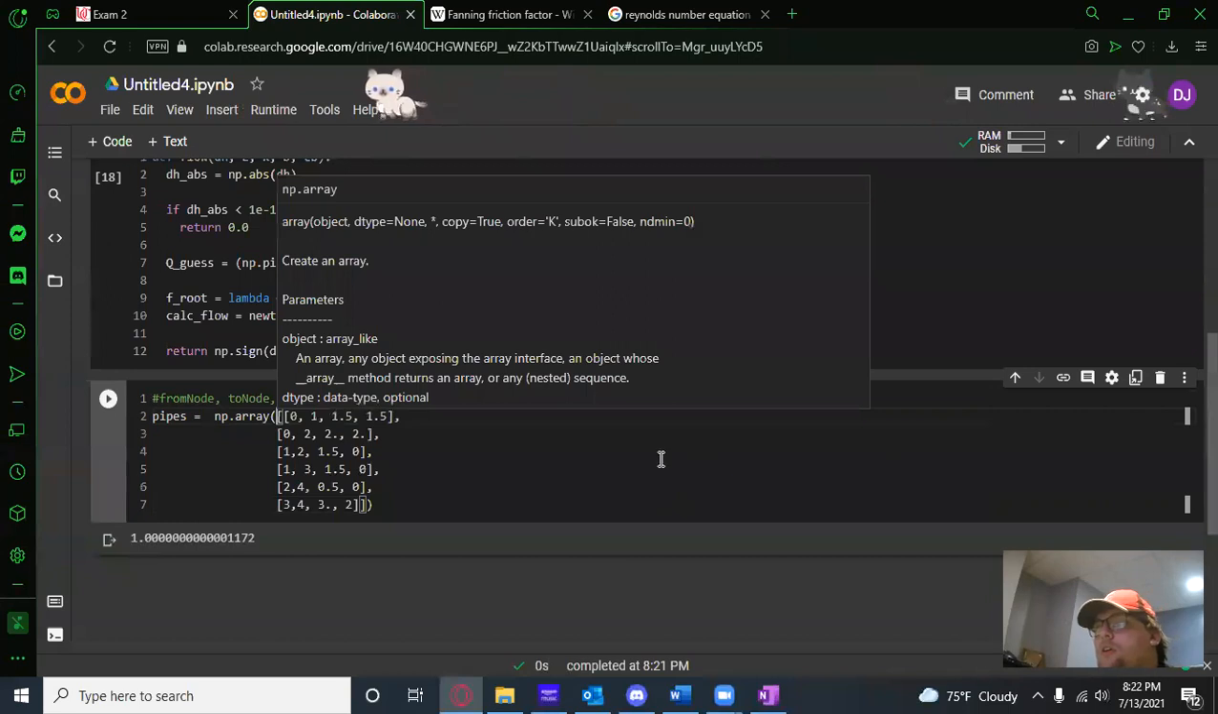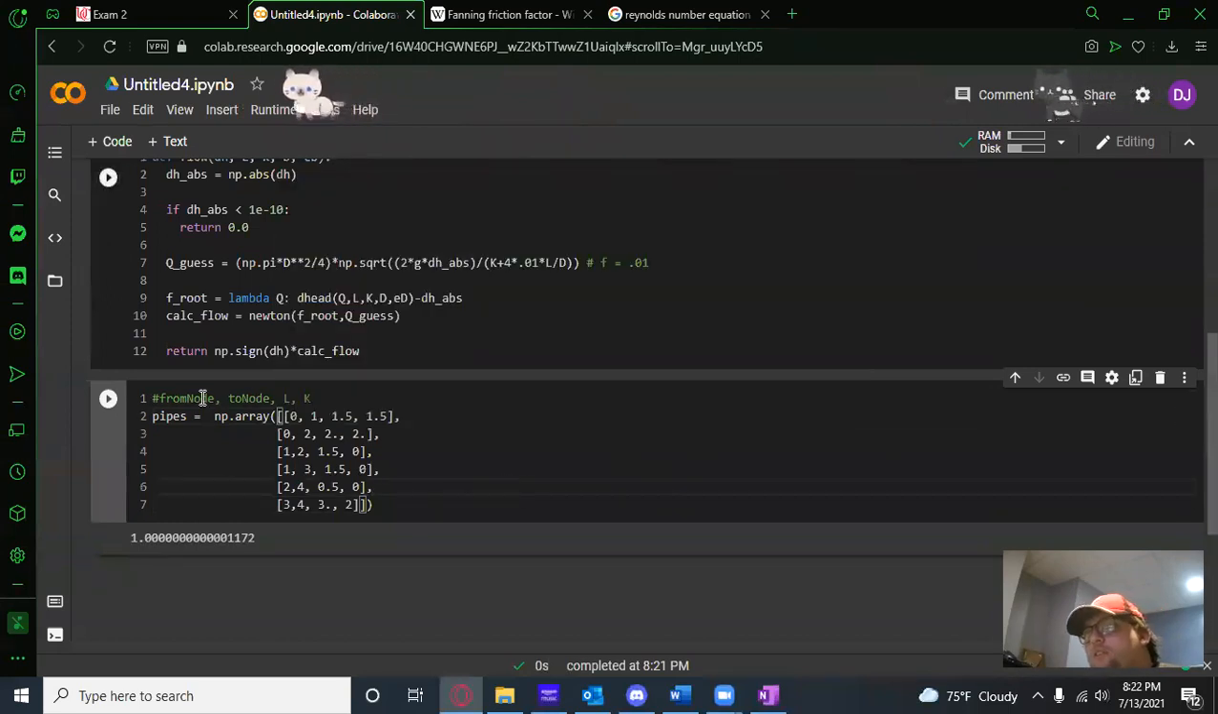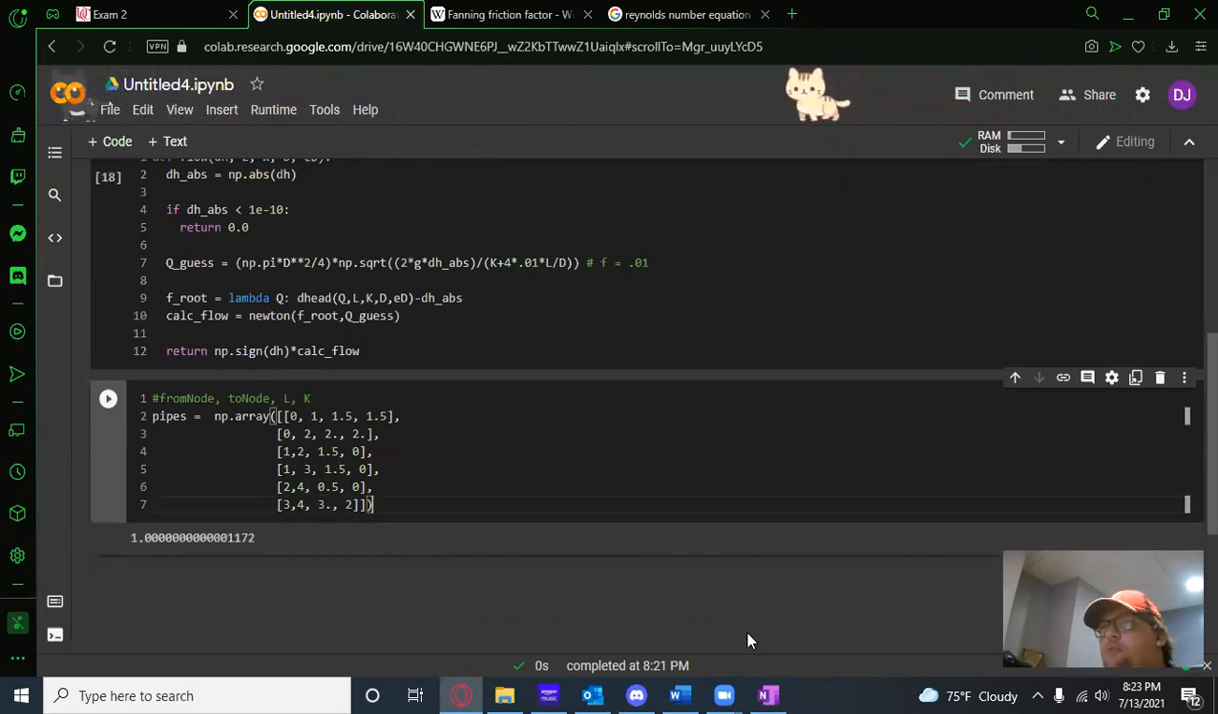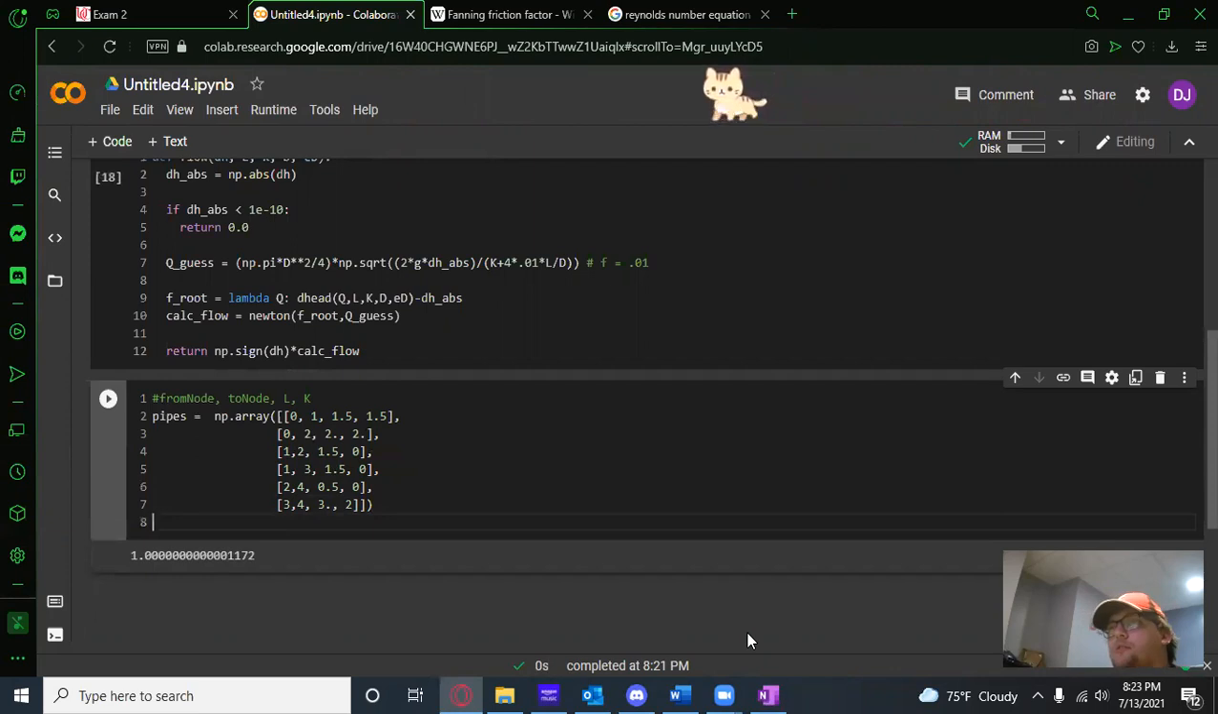Okay. So notice from this column, the first column is our from node. Our second column is our to node, so from 0 to 1. Third is our length, so from 0 to 1, the pipe is 1.5. And then the fourth column is our k value, or the summation of k throughout the entire pipe. So we got 1.5 from 0 to 1, 2 from 0 to 2. So we can use NumPy to basically break this up into different arrays.